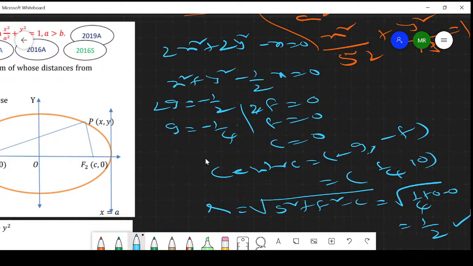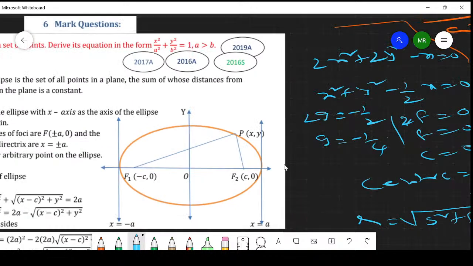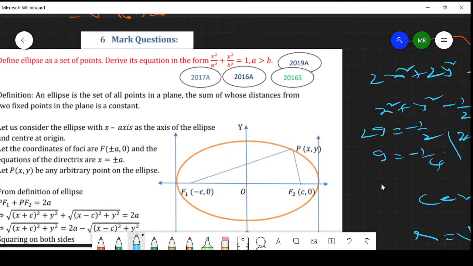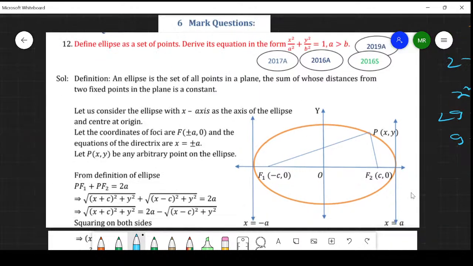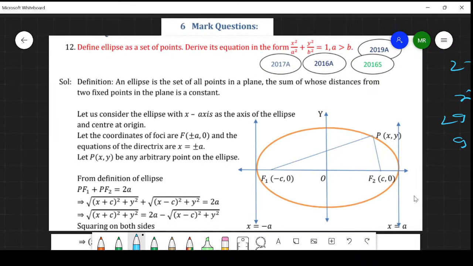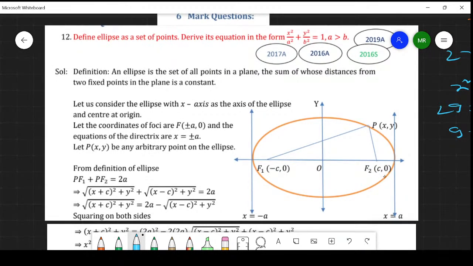Now coming to the 6 marks question. I hope you understood this. I will quickly revise the 6 marks questions. You can learn this and practice 6 marks questions. I am going to explain 3 questions, and definitely they are going to ask 1 question from these, no doubt.